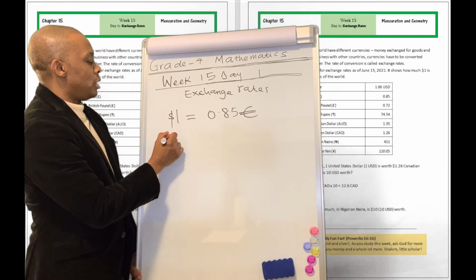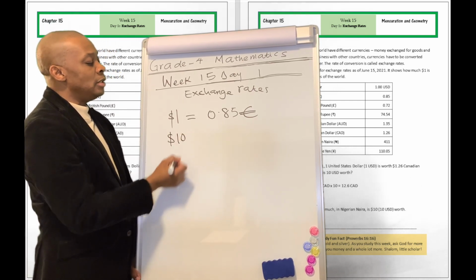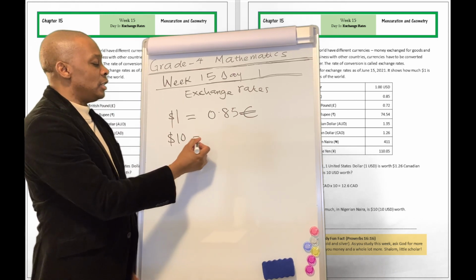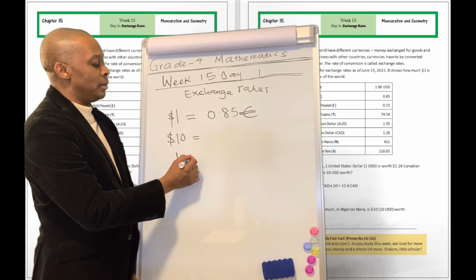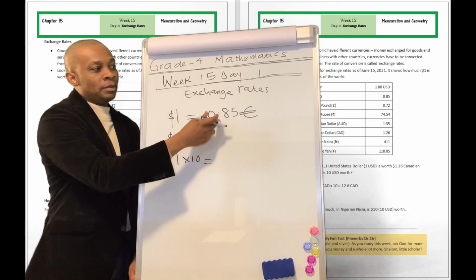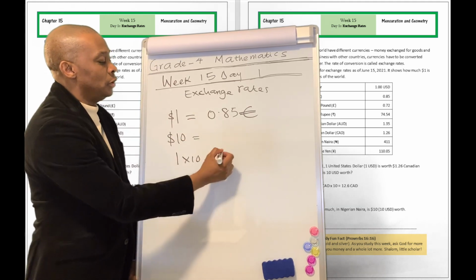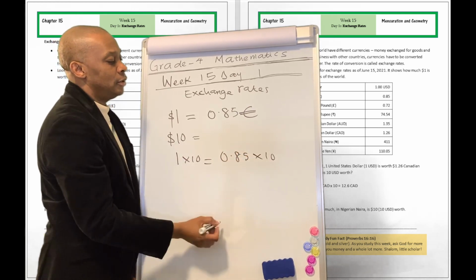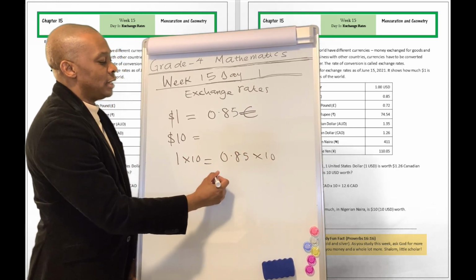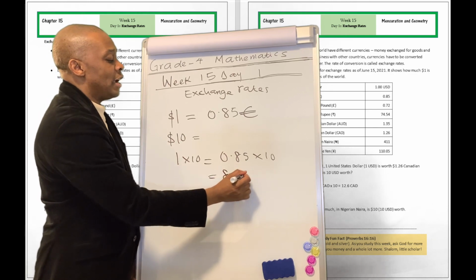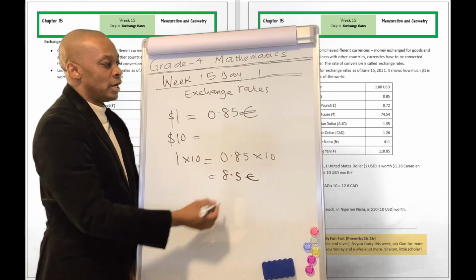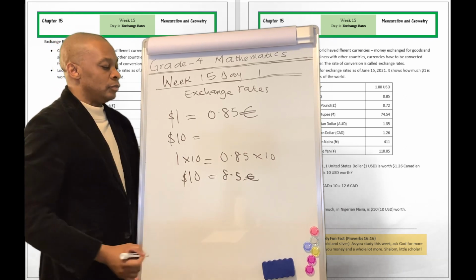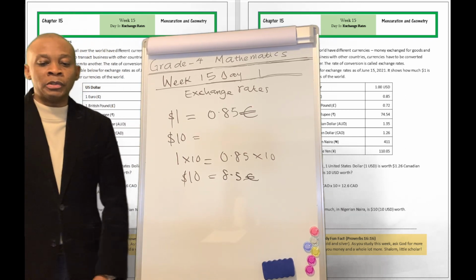Then what is the value of $10? Well, what did I just do to get my 10? What I did was 1 multiplied by 10. So I have to do the same thing on the right side of the equation, which is 0.85 multiplied by 10 euros this time around, and that's going to be 8.5 euros. So $10 will be equivalent to 8.5 euros.